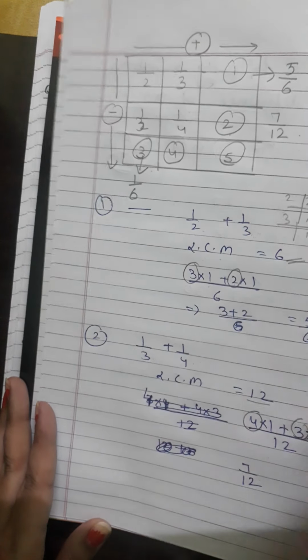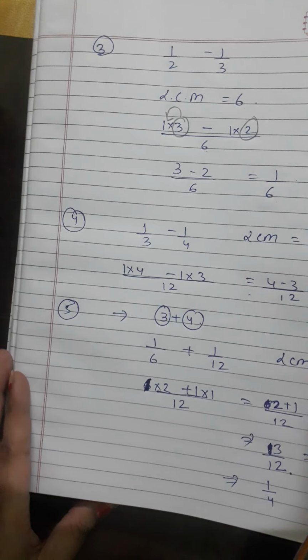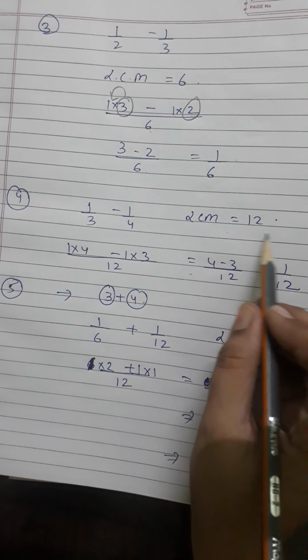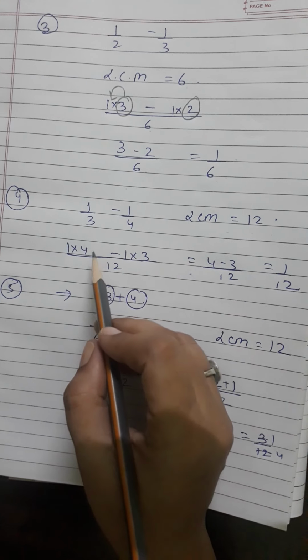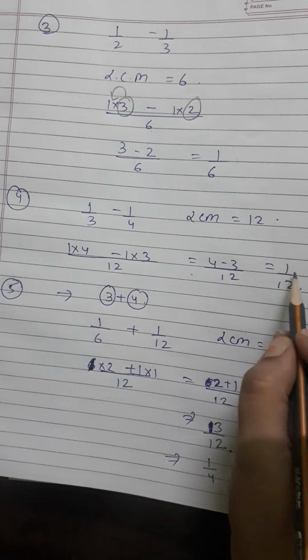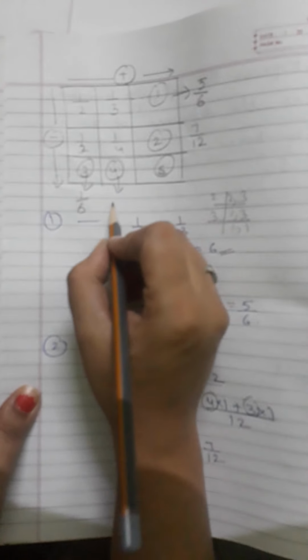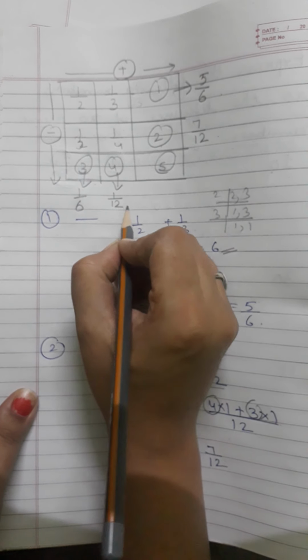So what will come here in the third place? 1 by 6. Now next in the fourth one, it is 1 by 3 minus 1 by 4. So we have taken the LCM and subtracted. So 4 minus 3, it is 1. So in the fourth, what will come? 1 by 12. So here in the fourth part, it will be 1 by 12.